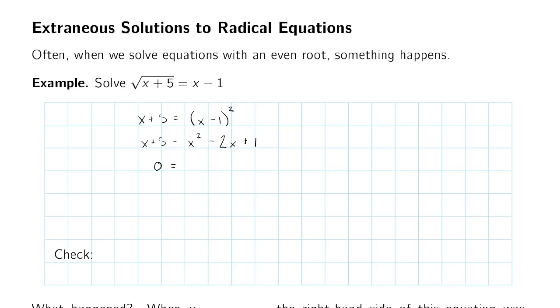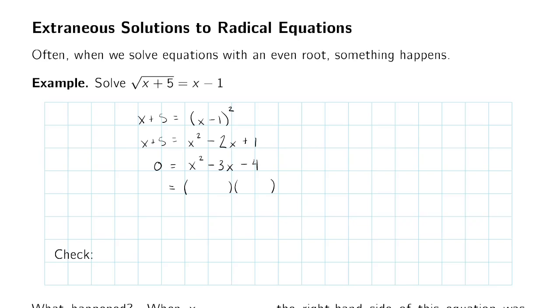We get 0 equals x squared. Negative 2x minus another x is negative 3x. 1 minus 5 is negative 4. X squared minus 3x minus 4 equals 0. Now this is a quadratic equation. We could solve it using the quadratic formula, but in this case I think it's easy to factor.